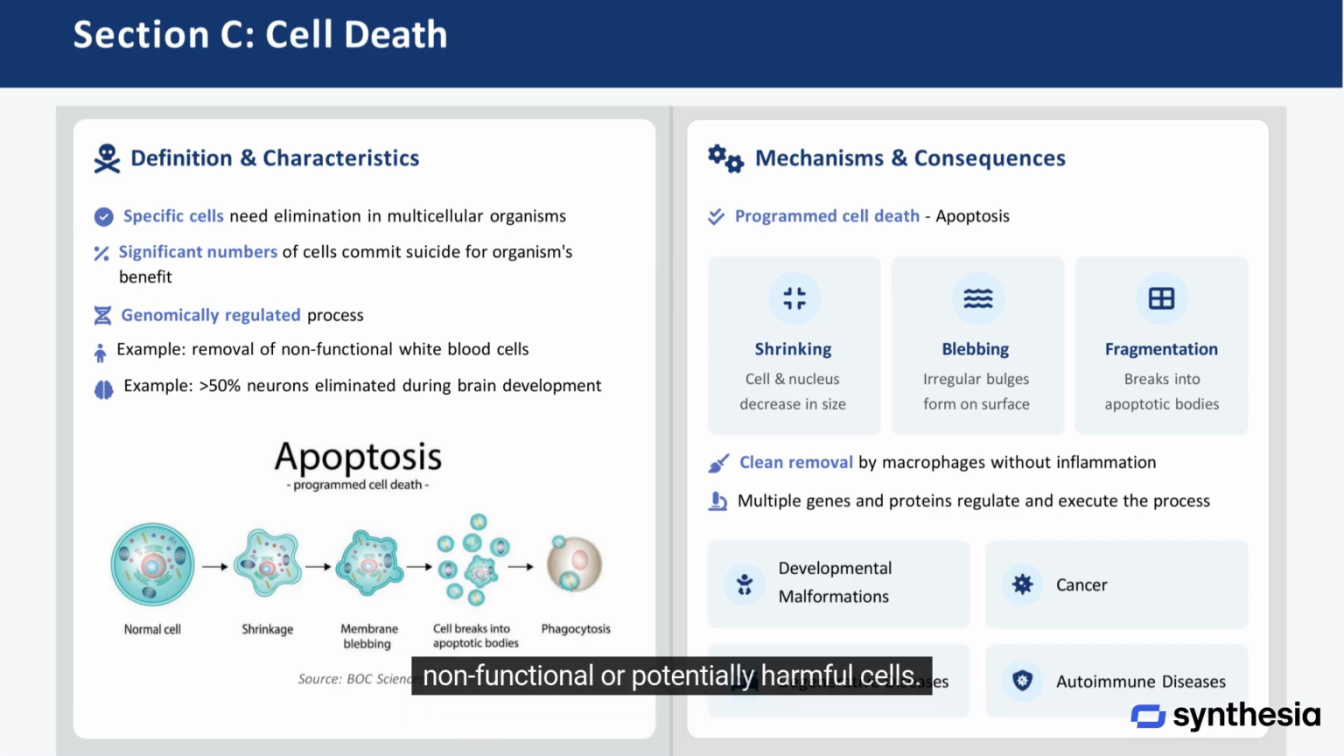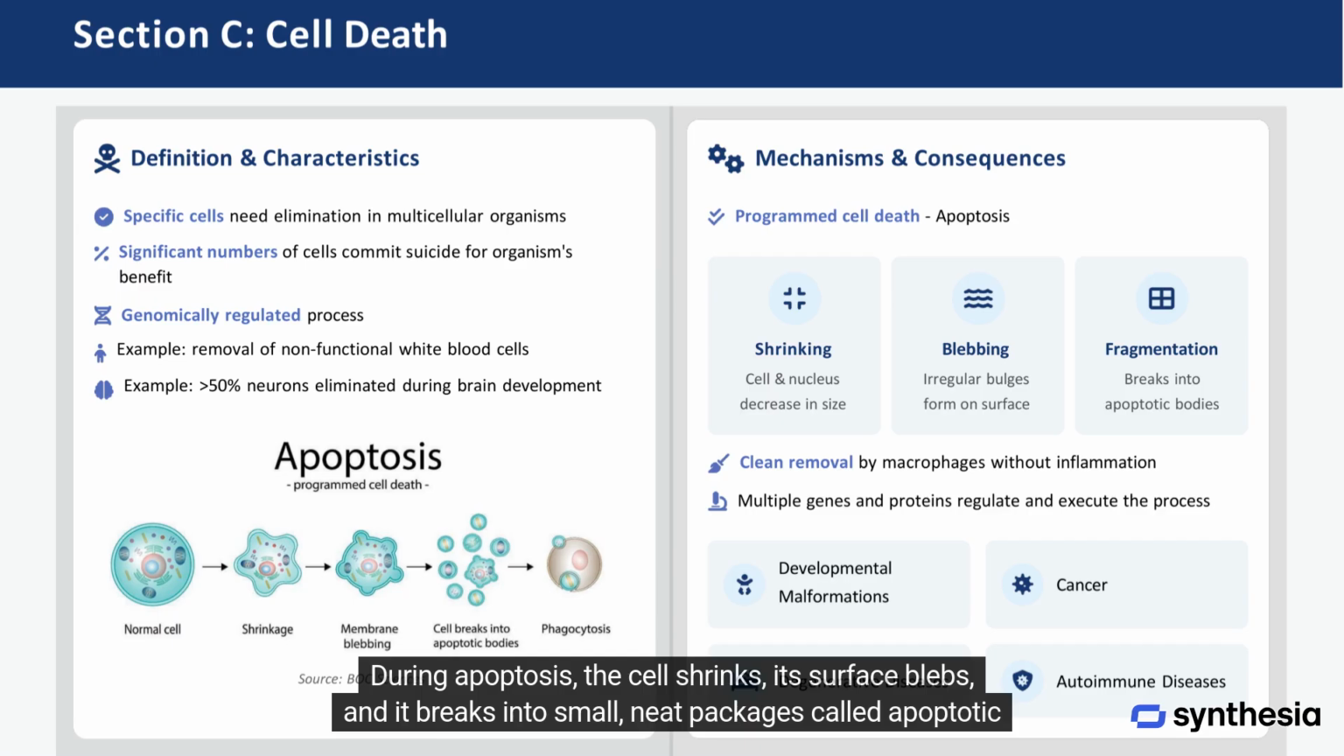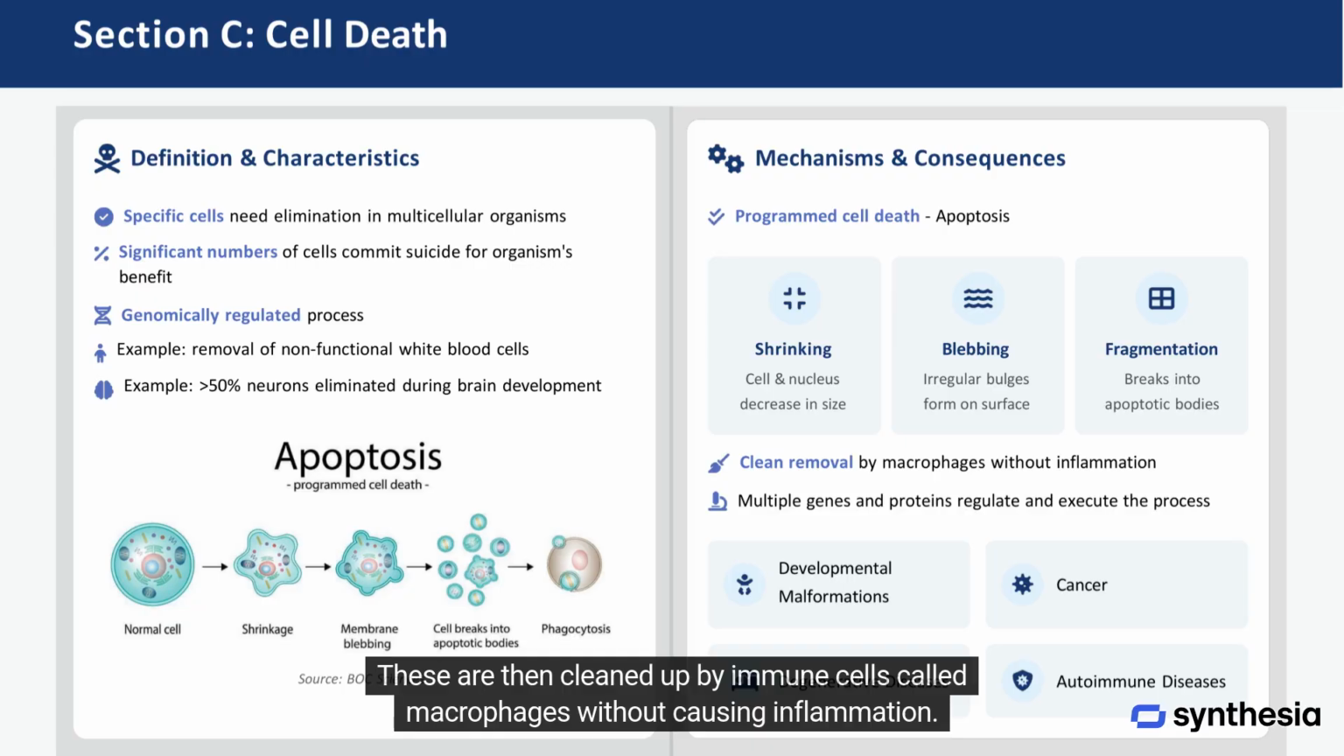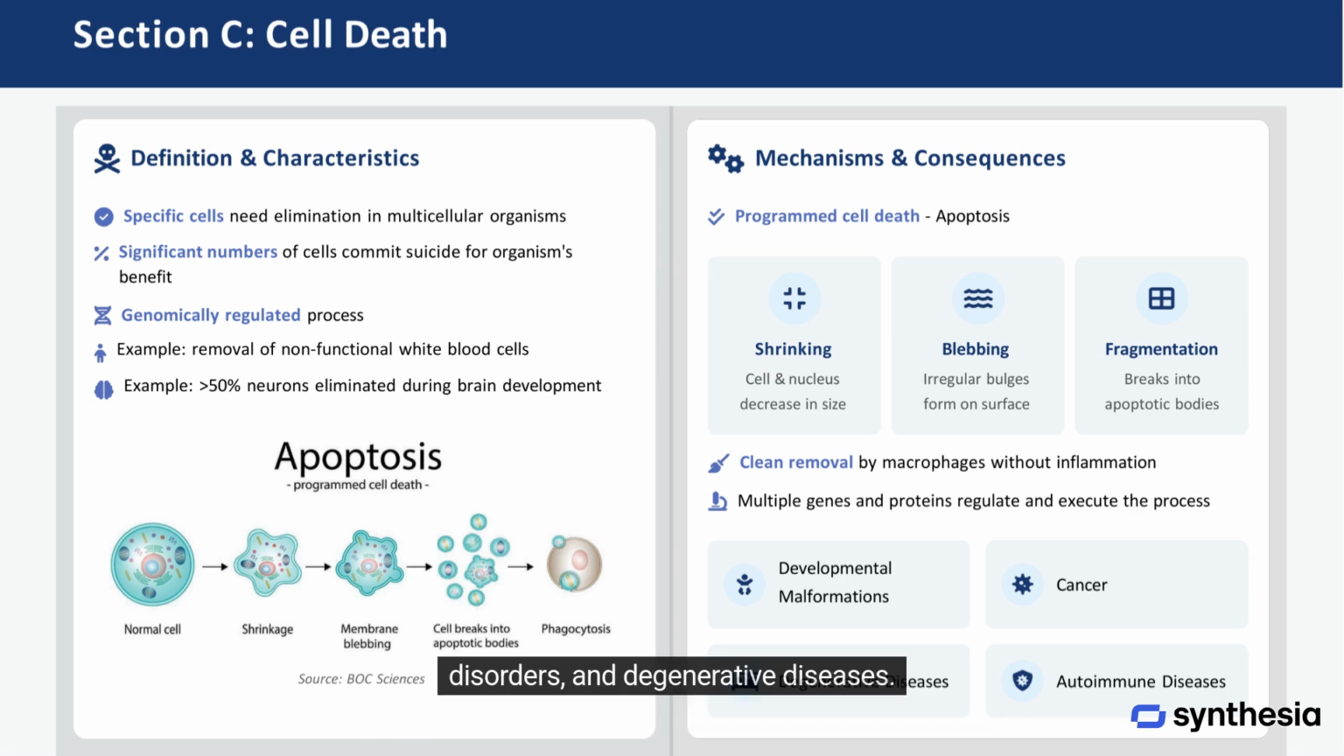During apoptosis, the cell shrinks, its surface blebs, and it breaks into small, neat packages called apoptotic bodies. These are then cleaned up by immune cells called macrophages without causing inflammation. When this process goes wrong, it can contribute to a variety of diseases, including cancer, autoimmune disorders, and degenerative diseases.